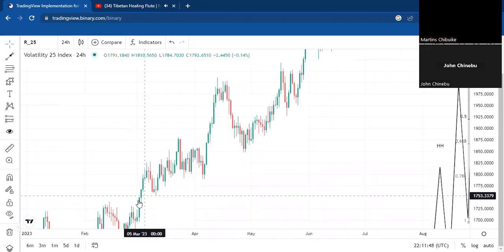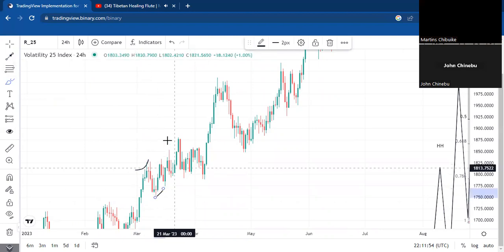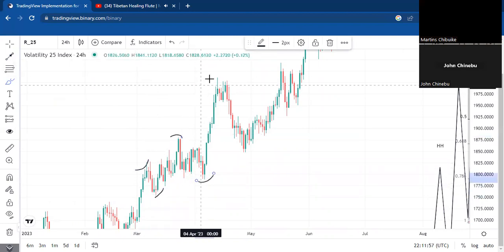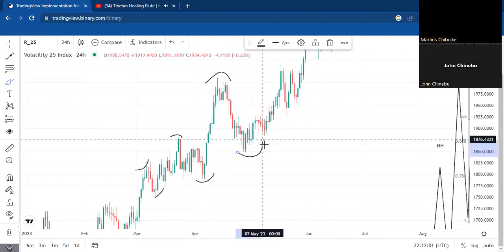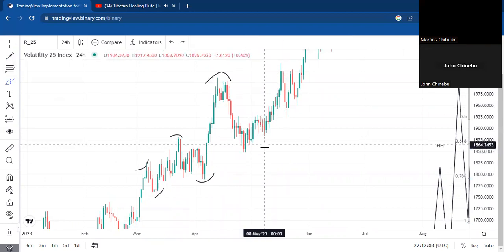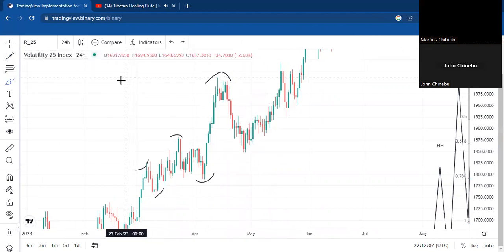What is our structure? The structure is bullish. Is it not true? I'm being fast now. The structure is bullish. This is higher high, higher low, higher high, higher low, higher high, higher low. But we are not going to push this one, just for time's sake. So imagine this market was not here before, but I want to show you something.